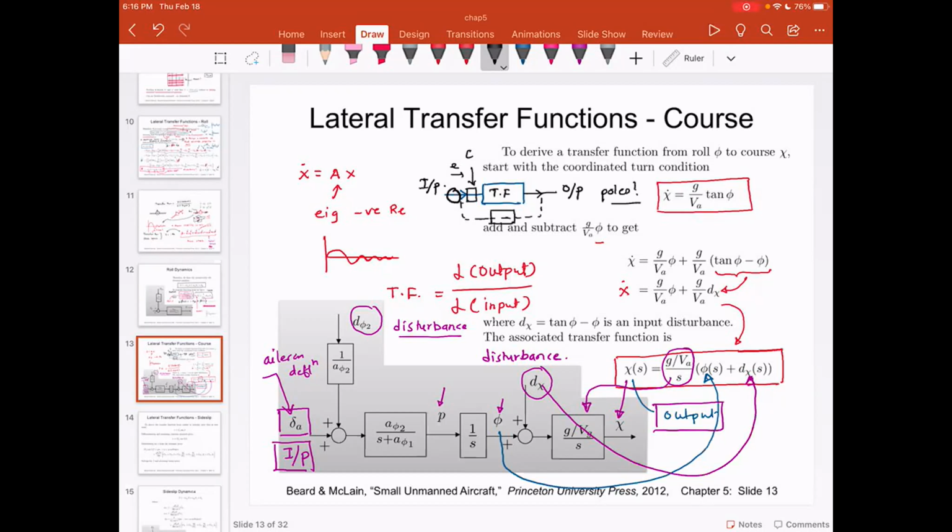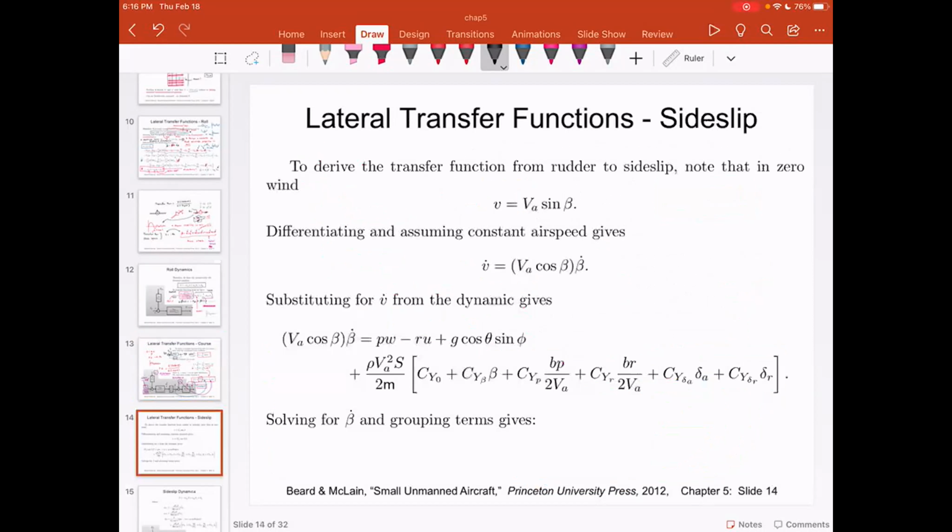Now, the story of lateral dynamics does not end here. There is one more important piece of lateral dynamics, which is the side slip. And side slip is basically the difference between the yaw and the actual heading that the aircraft is headed towards because of the wind loading. So first and foremost, the way we control side slip is by means of a rudder input.